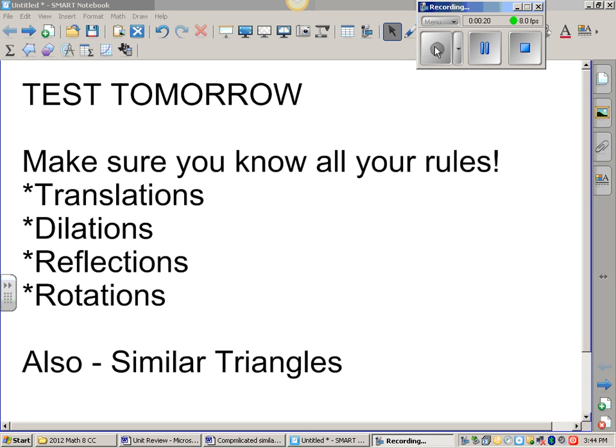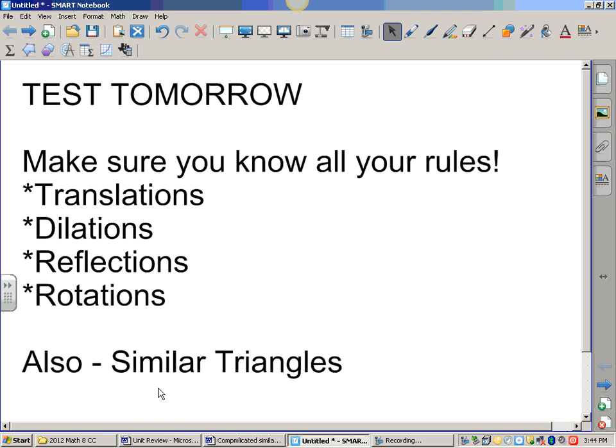And then today we did our review on our basic translation. So we got translations, dilations, reflections, and rotations. Also, again, your similar triangles. Please do not forget about that. They are going to be on the test, plain and simple. Look over your review sheet from Friday.